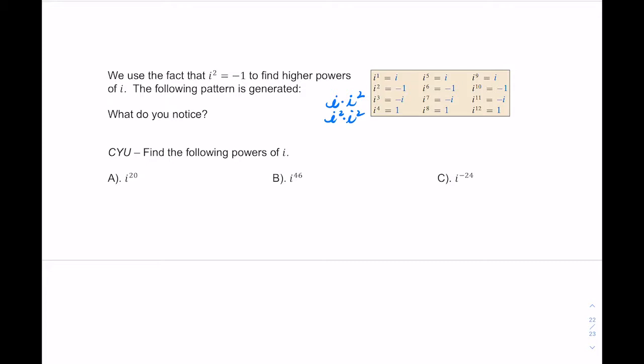So if I want to find, say, i to the 20th, you could continue this pattern until you reached i to the 20th. But what if you had a big number like i to the 400th or i to the 1000th? How would you know what the answer would be? No one has time to sit there and figure it out. So what you can do instead is you can take the exponent and divide it by 4. And 4 goes into 20 5 times, and there is no remainder.